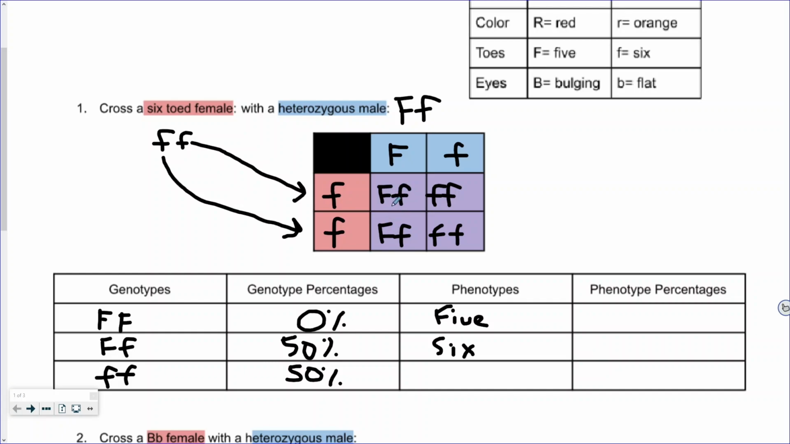So these 2 right here both have a capital F, so they have one form of the dominant trait, so they will have 5 toes. So 2 of 4, or 50%. These 2 right here have the lowercase, so they would be the 6-toed, or 50%.